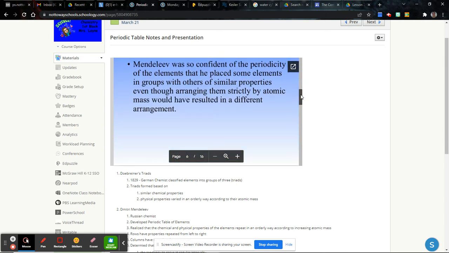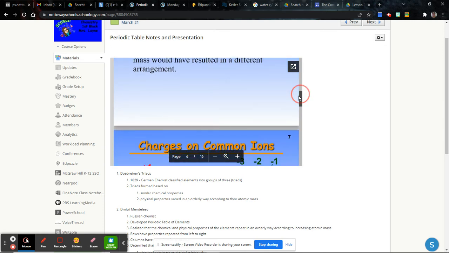Now, he was very confident and he started strictly arranging them by properties rather than by atomic mass. And if we'd done it by atomic mass only, we would have had a different arrangement.